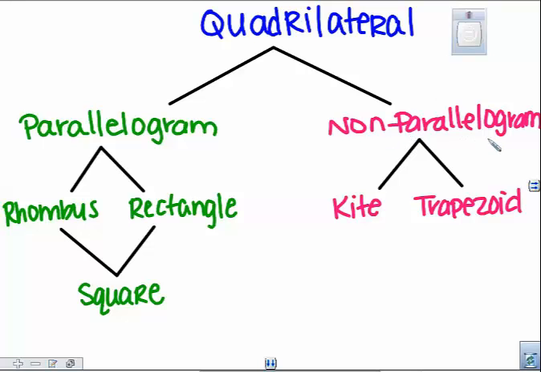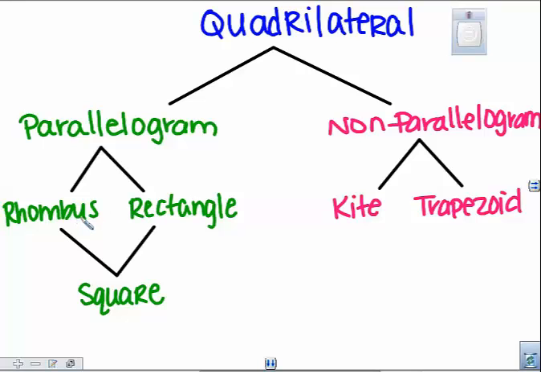If they are not parallelograms, they could be a kite or they could be a trapezoid, or they could just be some four-sided figure that's neither of those. But a kite and a trapezoid are specific types of non-parallelogram quadrilaterals. Now, if you're on the parallelogram side, we saw three types of specific parallelograms. We saw the rhombus, which had all sides equal, and the rectangle, which had all angles equal. And remember, a square has both of those, angles and sides equal.